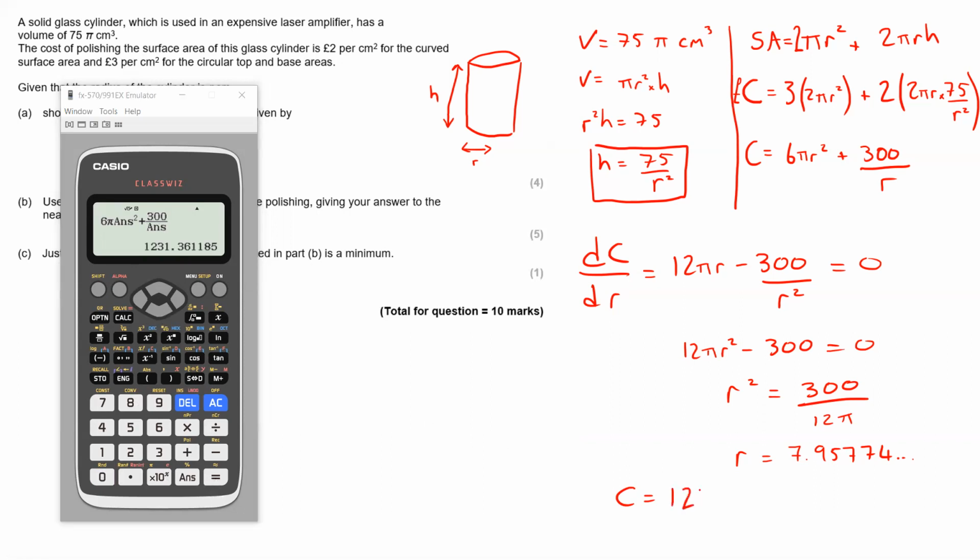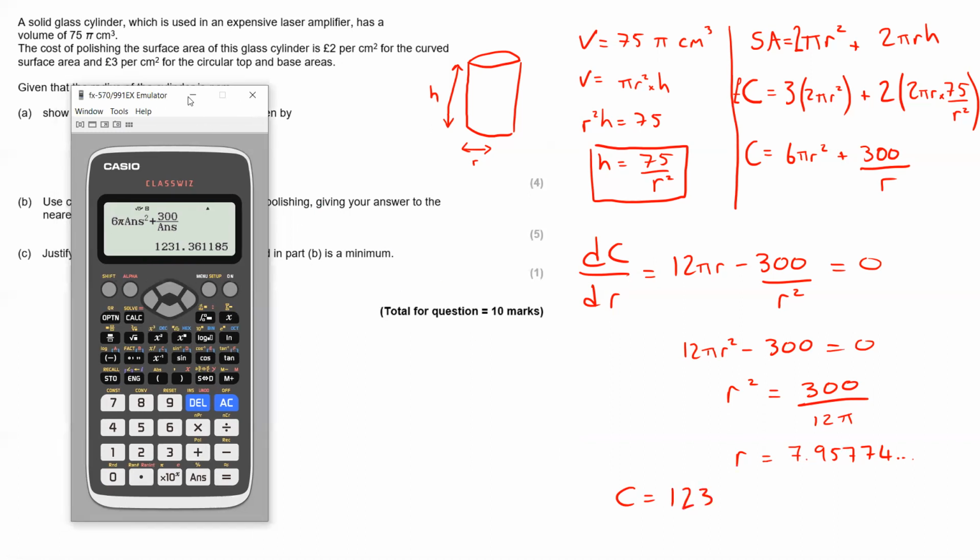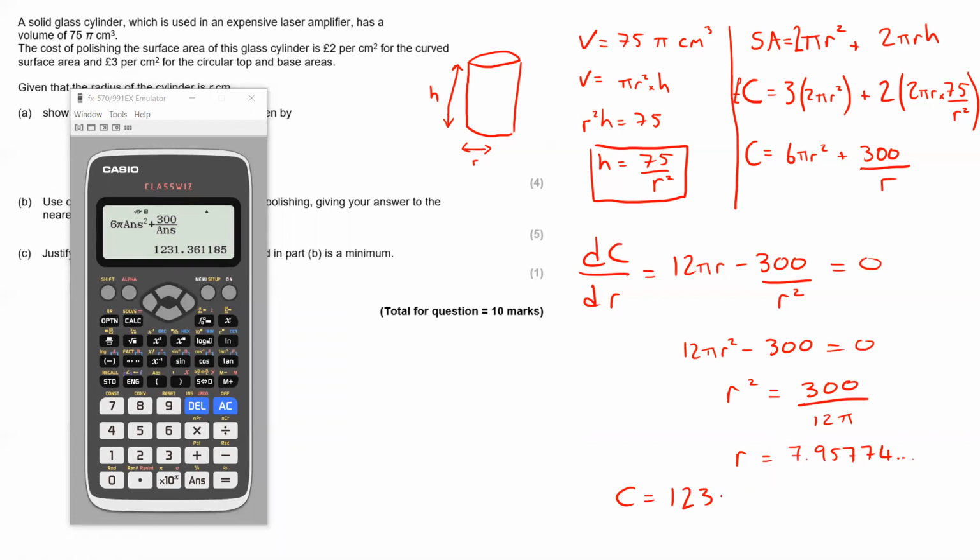So 123. It says to the nearest pound as well, I think. Yeah, to the nearest pound. So we'll do that in a second. So 123.3611 dot dot dot. So it's the nearest pound. We know it's 123 pounds.